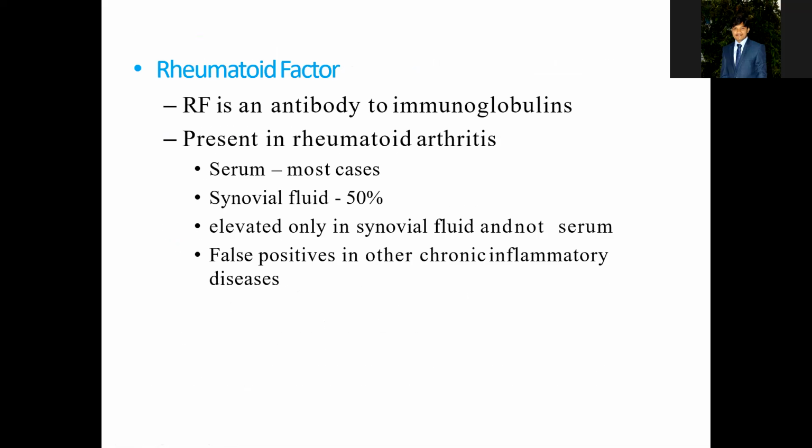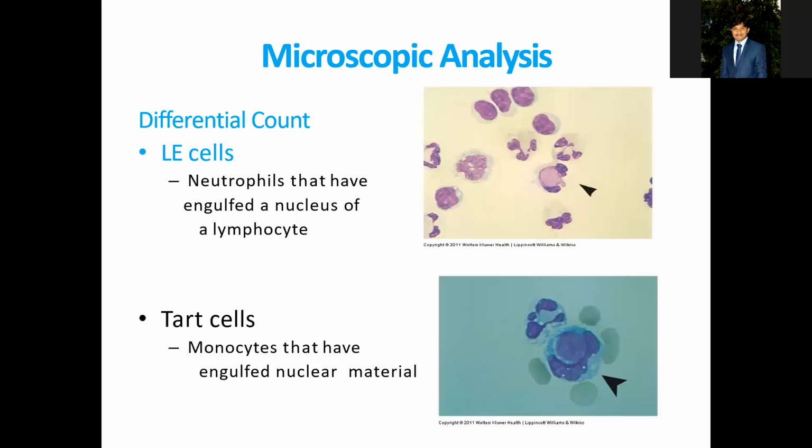Rheumatoid factor is the antibody to immunoglobulin present in rheumatoid arthritis. Elevation of more than 50% in the synovial fluid indicates rheumatoid arthritis. False positive results occur with other chronic inflammatory diseases. In systemic lupus erythematosus, LE cells and tart cells are seen. LE cells, lupus erythematosus cells, are neutrophils that have engulfed the nucleus of a lymphocyte. Tart cells are monocytes that have engulfed nuclear material.